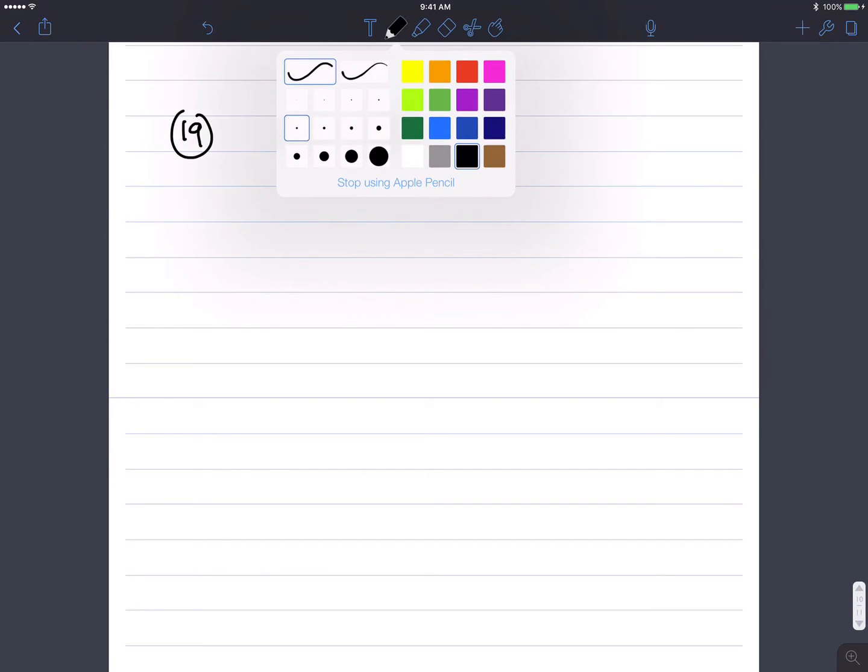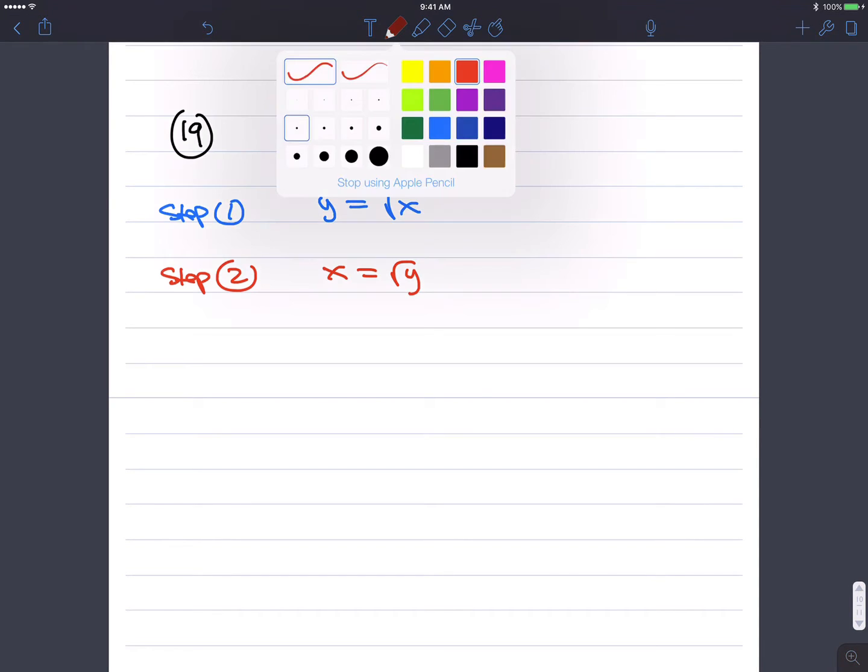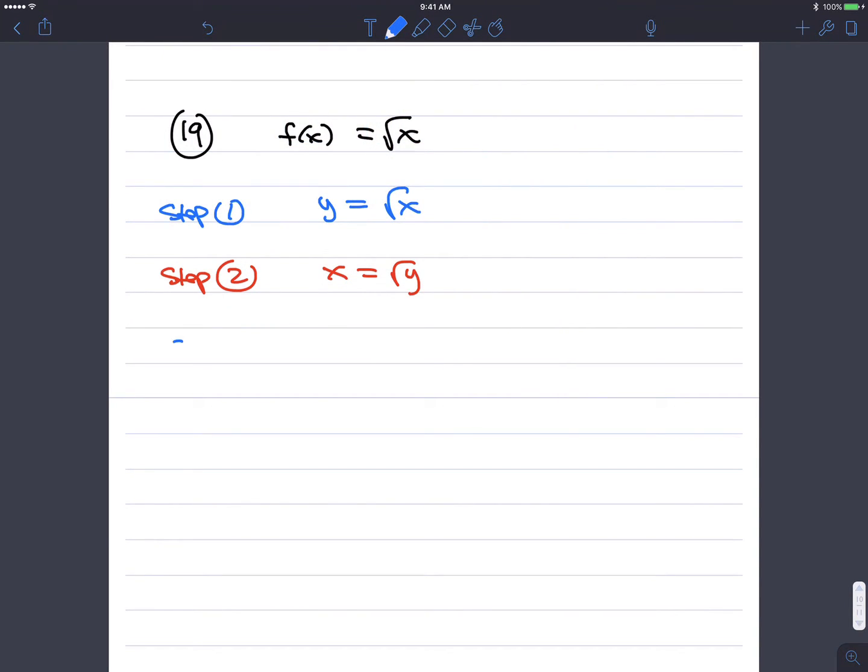All right, here we go. Let's see if you're awake. Tell me your steps. Step 1, what do you guys do? Let y be f of x. Is that step number 1? Okay. I'm going to put this in red. Step 2, an important step. Switch x and y. What does that mean? X is square root of y. So far, so good? Okay.